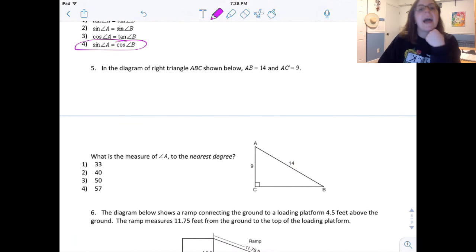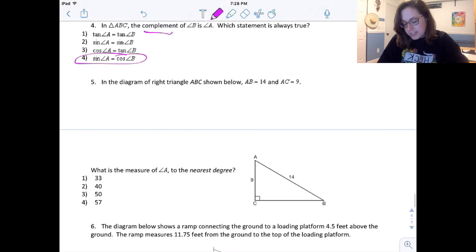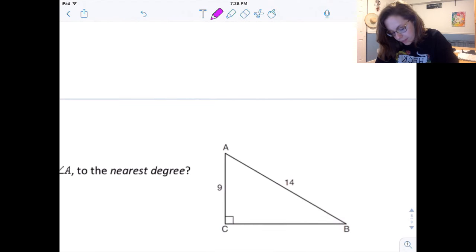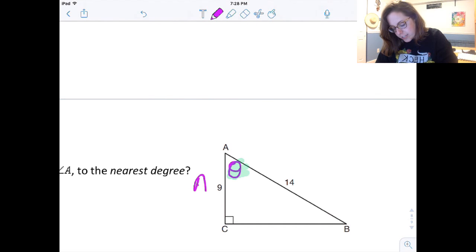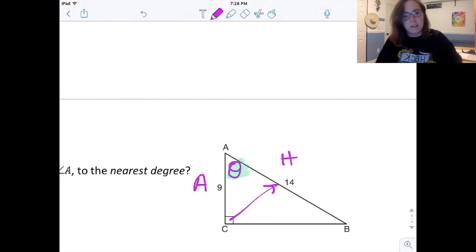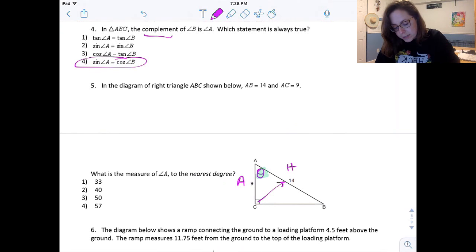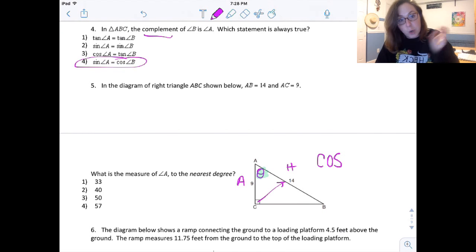Okay, so let's look at another one where we're actually solving. In this diagram, AB is 14 and AC is 9. What is the measure of angle A? So let's just start by setting it up. I want to know this. That's my theta or my x. From that angle, remember, always start at your angle, 9 is the adjacent, 14 is the hypotenuse because it's across from the right angle. Adjacent and hypotenuse tells me to use cosine.